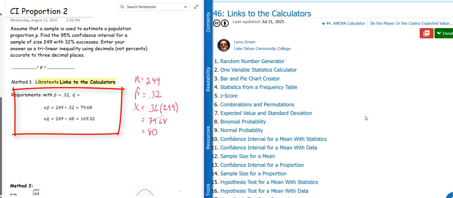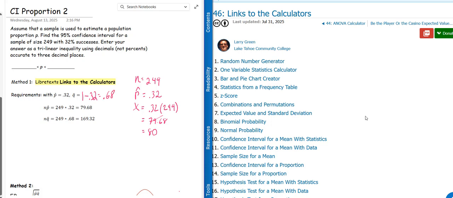All right, let's check the requirements for constructing this confidence interval. The requirements are that N P hat and N Q hat should be greater than 5. Q hat is 1 minus P hat, so that's 0.68. And both of those numbers, when I do that multiplication, are greater than 5, so we're good to go.